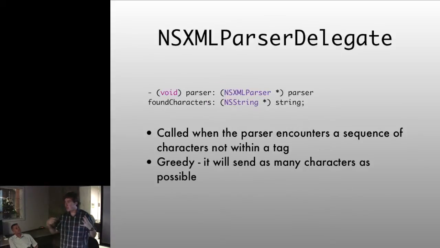And then everything in between the tags is going to call foundCharacters. It basically says, okay, I found a bunch of characters. It's not within the tag, so hopefully it's the contents of some tag. And this is greedy. It will send as many characters as it can until it reaches some other thing. So if you have, say, the open tag string and the closed tag string, and between that you have hello world, it will send everything, not just H or not just hello. It'll send everything between that and whatever the next open or closed tag is.